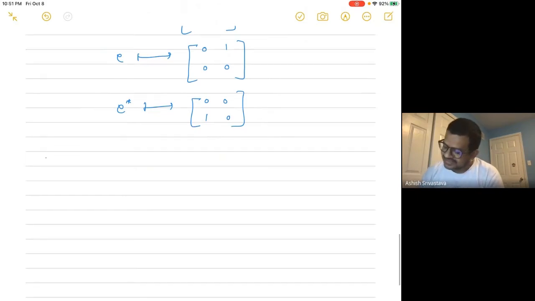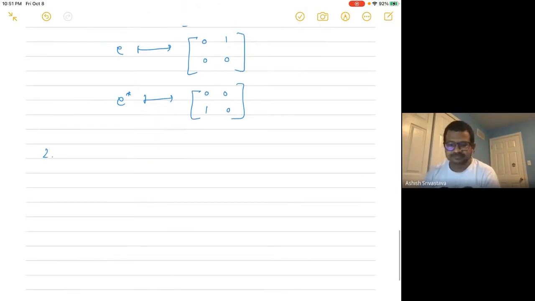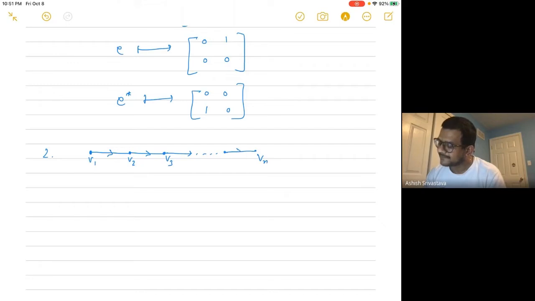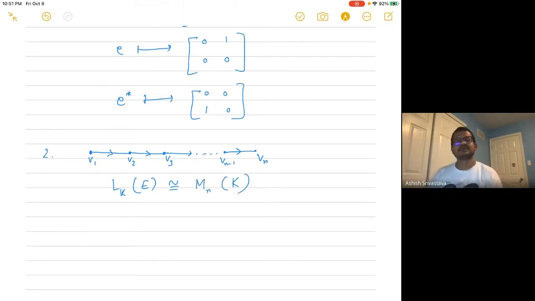We can generalize this idea and see that if we had a Dynkin diagram of type A sub n, which means if you have this kind of directed graph, so you have V1 to V2, V2 to V3, all the way to Vn, here is Vn minus 1, right? Then the Leavitt path algebra for this graph would be isomorphic to M n of K, right?